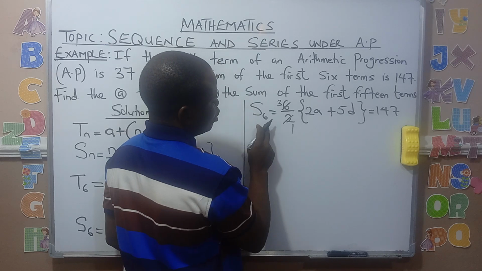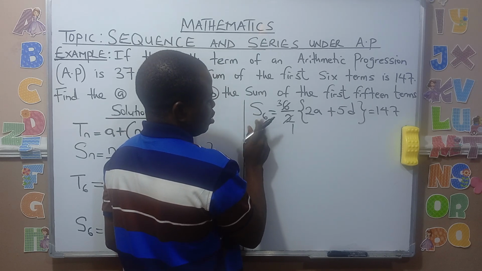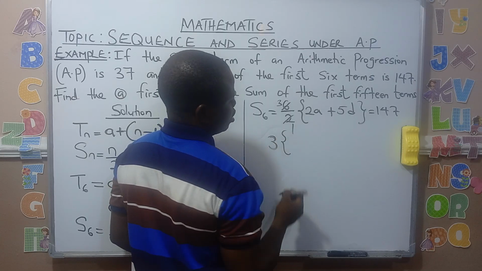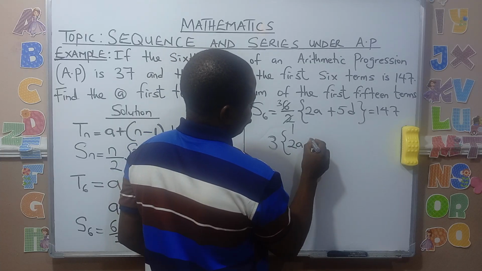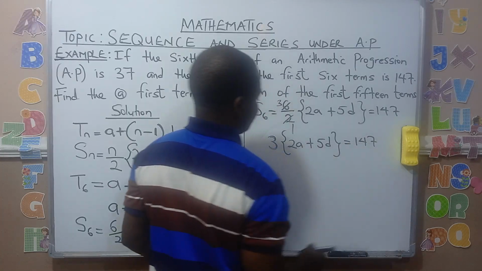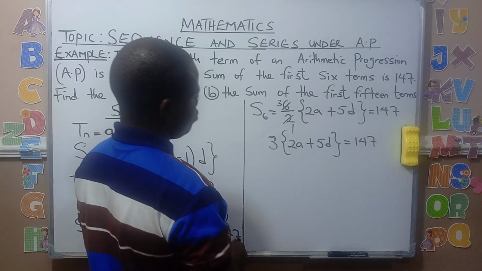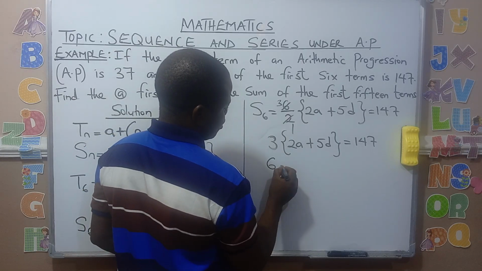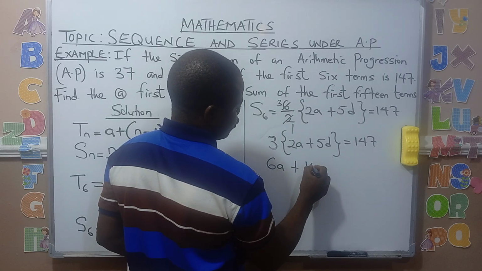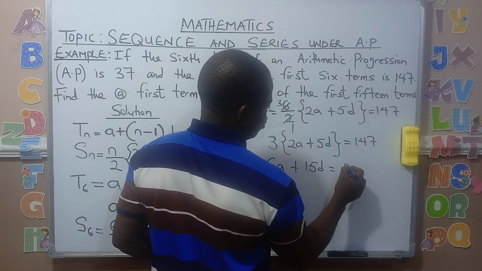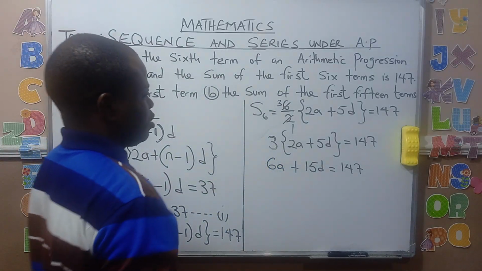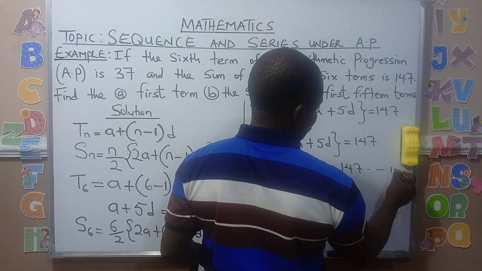Now, let's forget about the sum of the 6 terms, since we have written it and will not write it again. All right, 3 open brackets 2a plus 5d close the bracket equals 147. Now let's open the bracket. 3 times 2a, that is 6a. 3 times 5d, that is 15d, equals 147. Okay, this is our equation 2.